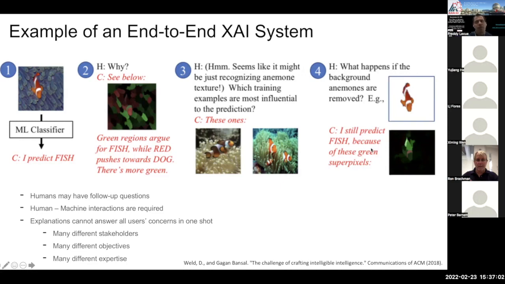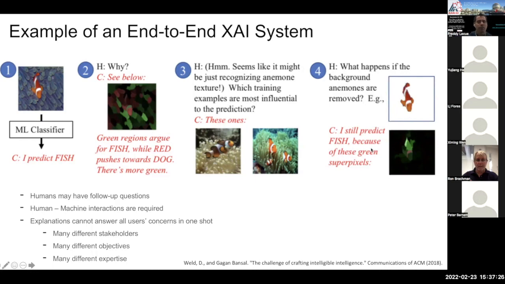But then the ideal pipeline would be a user, or maybe a system, questioning, okay, why did you make such a prediction? And then the system should be able to use saliency maps or super pixel regions and say, okay, because of those, and here you have the example, green regions argue for fish, while red pushes towards dog.